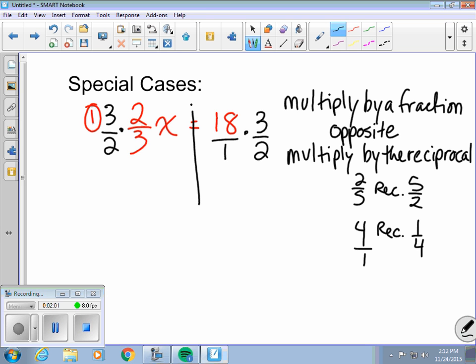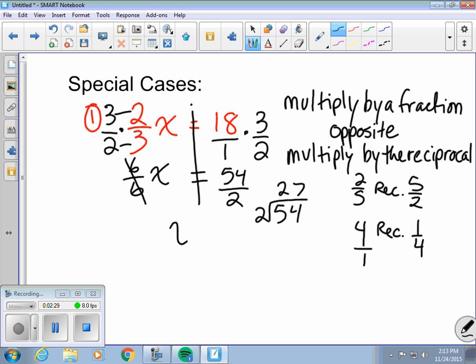On the left-hand side, 3 times 2 is 6, 2 times 3 is 6, and 6 over 6 cancels out. So I'm left with x is equal to, and I could do this two ways. I could think 18 times 3, which gives 54, and 1 times 2 is 2. And then from there, I could go 54 divided by 2, and I would get x equals 27.